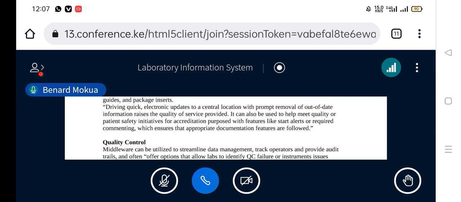There's also quality control, another component which can be included in our middleware. Middleware can be utilized to streamline data management, track operators, and provide audit trails, and often offers options that allow apps to identify quality control failure and so on.